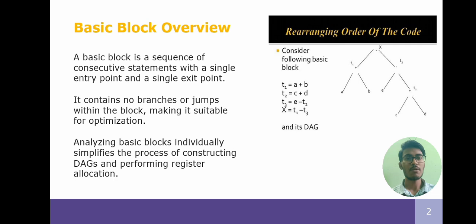And the basic block overview is: here is the diagram which shows the rearranging order of the code. A basic block is a sequence of consecutive statements with a single entry point and a single exit point. It contains no branches or jumps within the block, making it suitable for optimization. Analyzing basic blocks individually simplifies the process of constructing DAGs and performing register allocation.